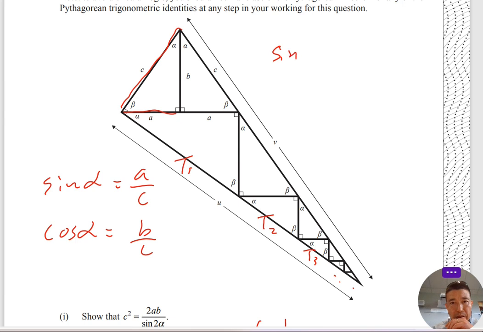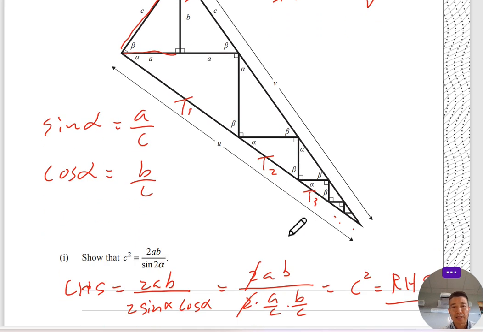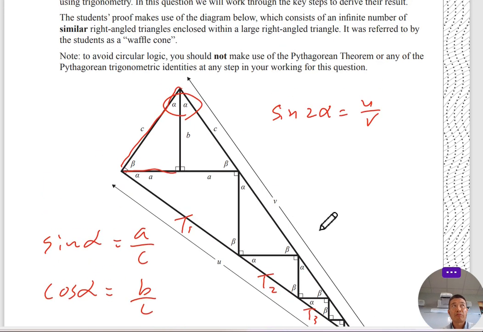Then you see this is 2 alpha, isn't it? Sine 2 alpha equals U over V. So once you find U over V, then you use this. That's why question 1 is like this. Sine 2 alpha is 2ab over c squared, right? So from there, you can derive the Pythagorean theorem, which is c squared equals a squared plus b squared.